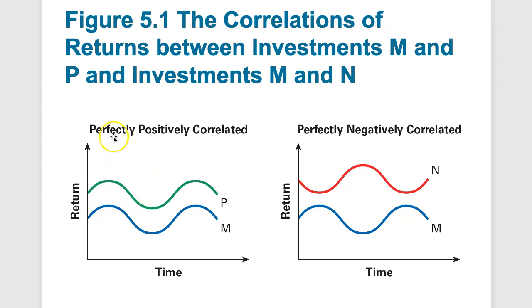So in this graphic, perfectly positive correlation, you see that when this stock goes up, stock P goes up. When P goes down, M goes down. Perfect symmetry. Here, when one stock's going up, the other stock's going down. And when one stock, M, is going down, N is going up in perfect symmetry. So these would be that 1 in perfect positive and a -1 in perfect negative correlations.